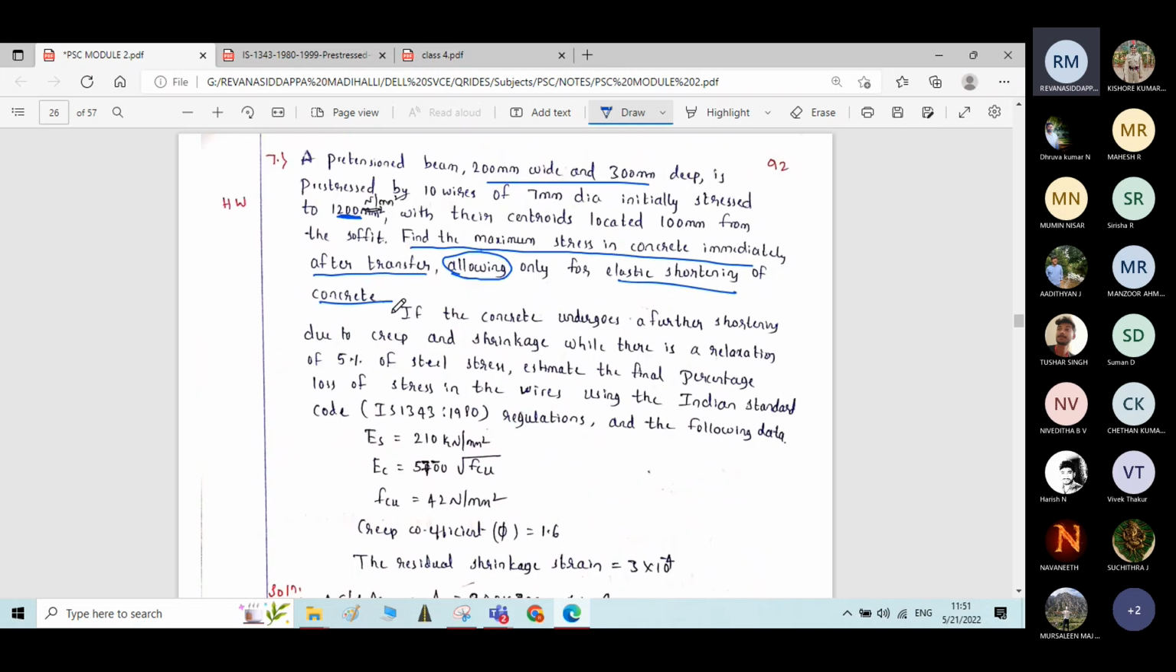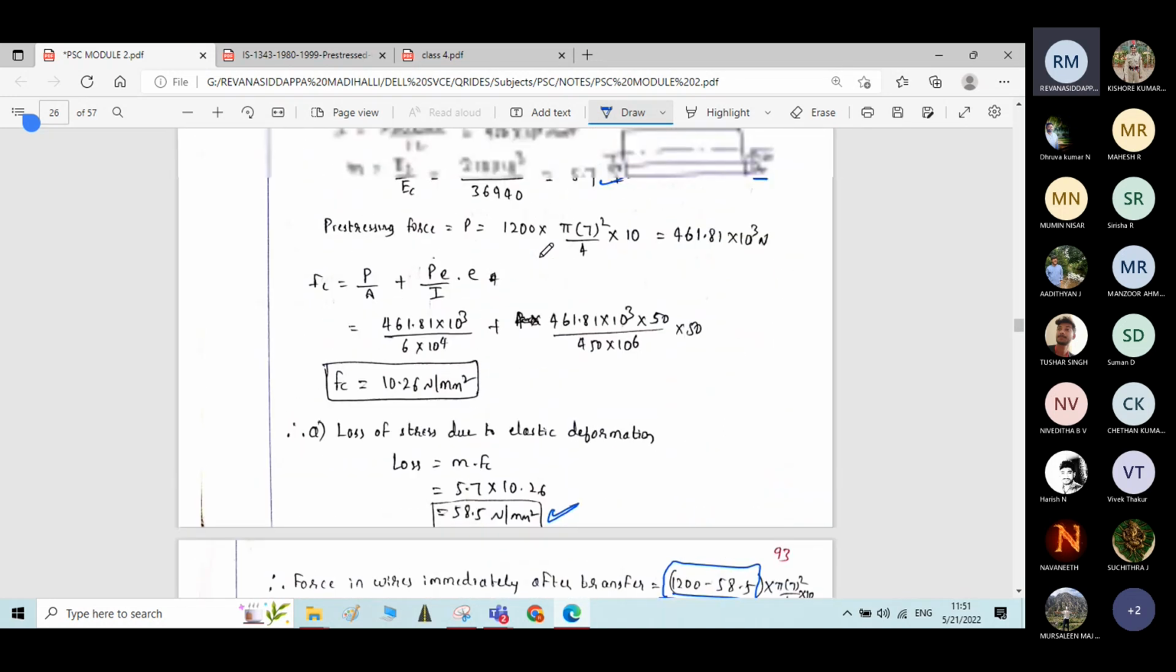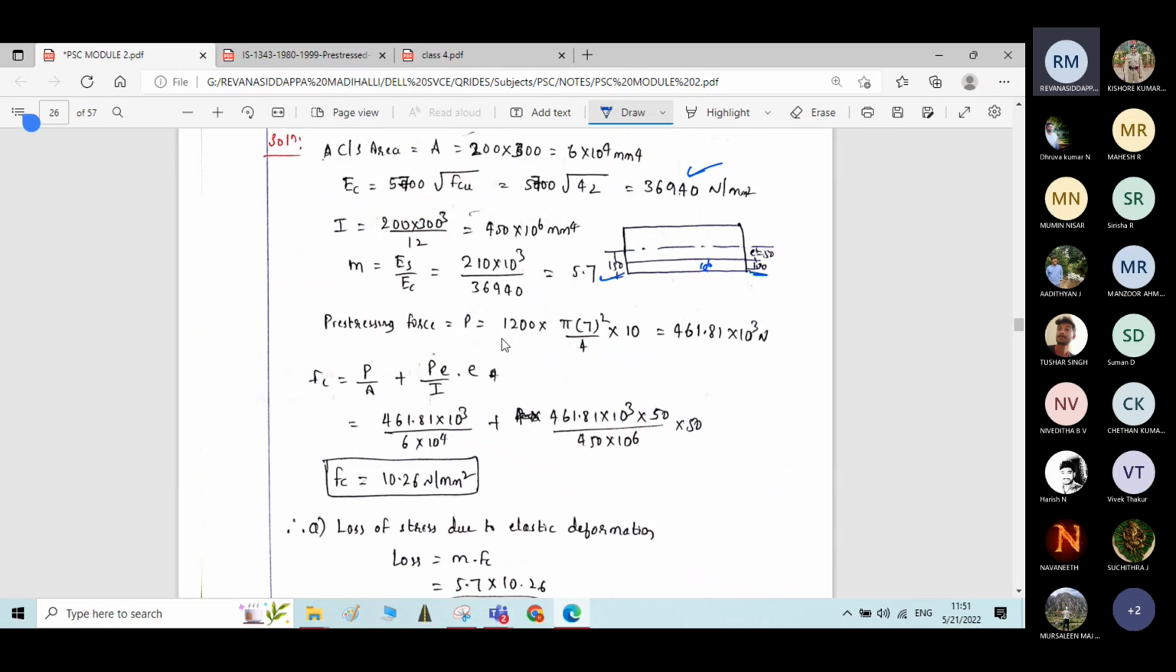Now the initial stress in the steel is given as 1200 Newton per mm square, and he says that the wire comprises 7 mm diameter and 10 numbers. So this initial stress multiplied by the area of the steel will give the initial pre-stressing force. Therefore, 1200 is the initial pre-stress into the total area of wire. There are 10 numbers of 7 mm diameter bars, so pi d square by 4 into 10 numbers will give the total area of steel. Total area of steel multiplied by the stress 1200 will give the initial pre-stressing force in the steel.